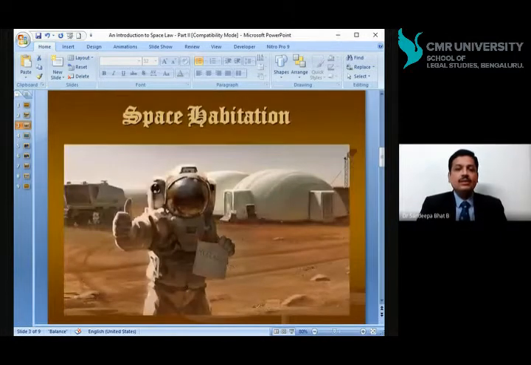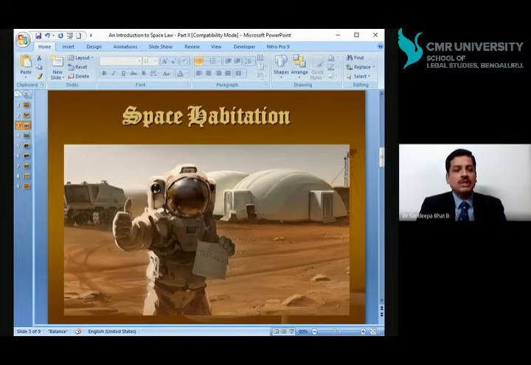Now, the next aspect is about space habitation. With the shortage of space as well as resources on the Earth, plans are being developed for habitation in outer space, or more particularly on the celestial bodies. The pioneer space agencies like NASA and the European Space Agency are all involved in this kind of work. And at the same point of time, even the private space actors have started thinking in terms of human habitation in outer space and celestial bodies. And this also brings forward several legal issues under the space treaties.